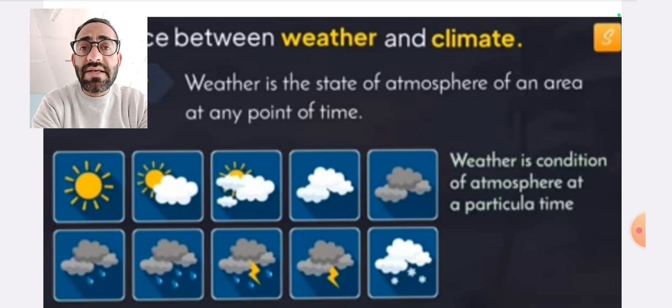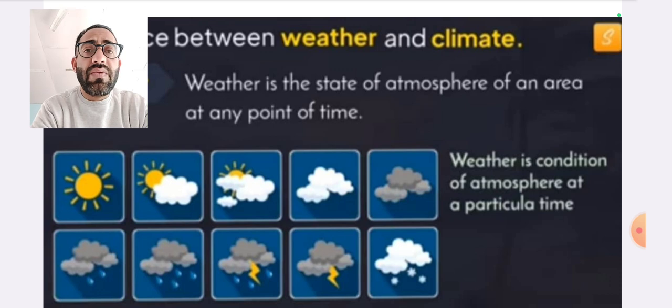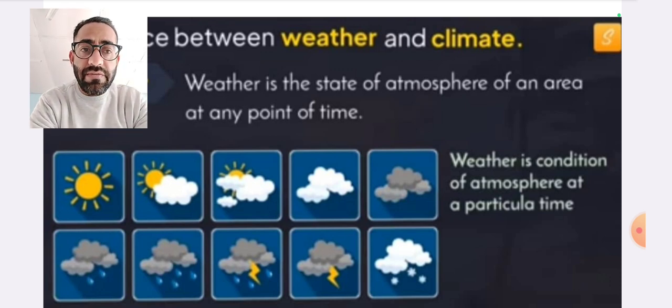So you see these changes. When these changes happen in a place or an area, we call it weather. So weather is the condition of atmosphere at a particular time. Okay, I hope you got this concept of weather. Now let me explain about the climate of India.